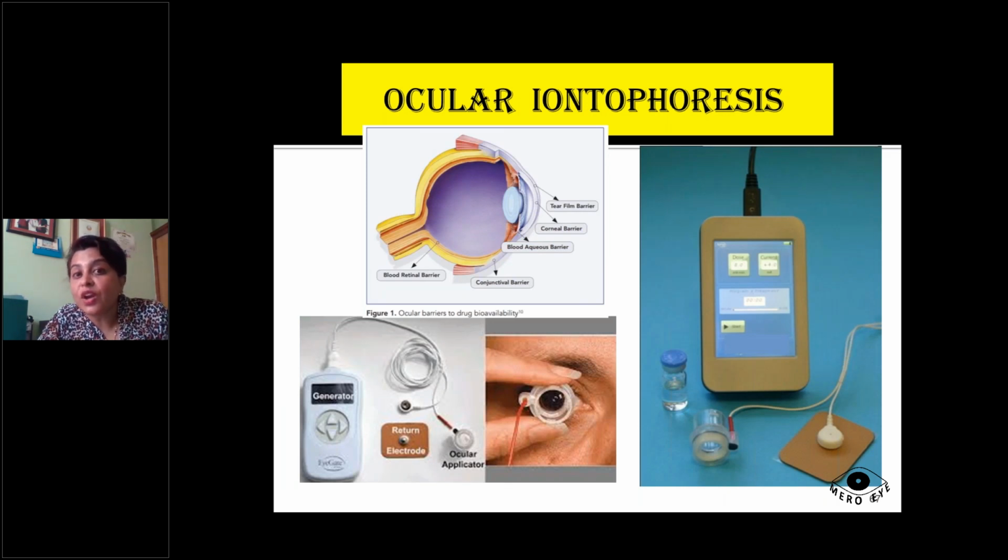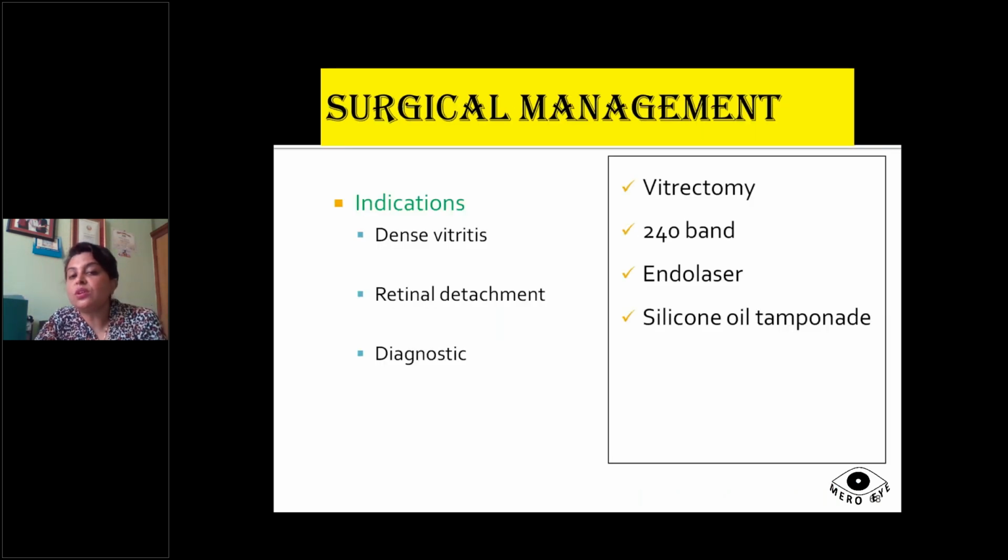Another option is ocular iontophoresis, where you can use a drug delivery system over the cornea and deliver the drug molecule into the aqueous. This was one of the choices for delivery of dexamethasone for anterior uveitis, but it is not much used in regular practice at present. As I told, surgical management may be reserved for cases with dense vitritis or retinal detachment, or it could be a diagnostic approach, like obtaining a sample for PCR analysis.